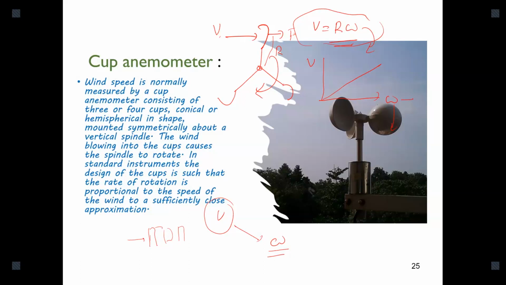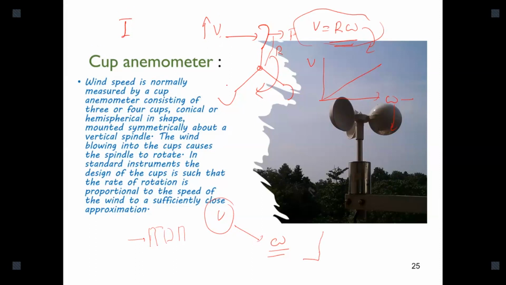Another point I need to address with you is that this is a mechanical instrument. It has a mass. Without mass, a cup anemometer cannot be developed. It has a rotating mass, so what is happening here? There is a moment of inertia. Then if the wind speed is varying very quickly, with some gusts, then this omega also needs to vary.